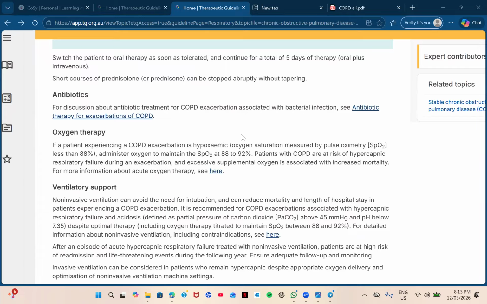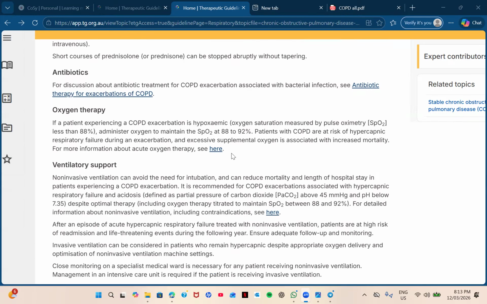Good. Between 88 and 92. Please remember, it's different from other people. COPD patients have lower saturation, right? Here, if it's less than 88, then only you have to think about oxygen therapy, right? Administer oxygen, maintain SpO2 at 88 to 92. Patients with COPD are at high risk of hypercapnic respiratory failure during exacerbation, and excessive supplemental oxygen is associated with increased mortality.